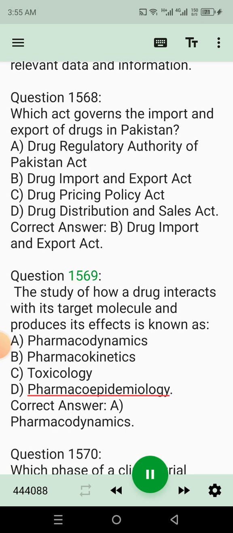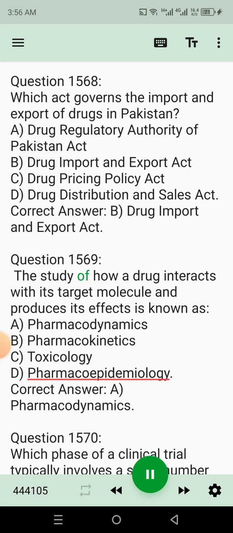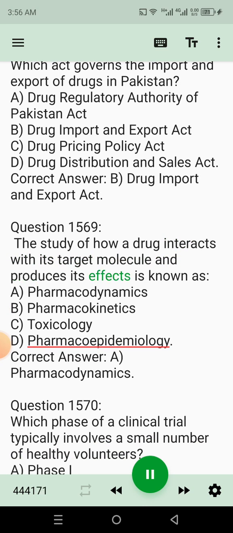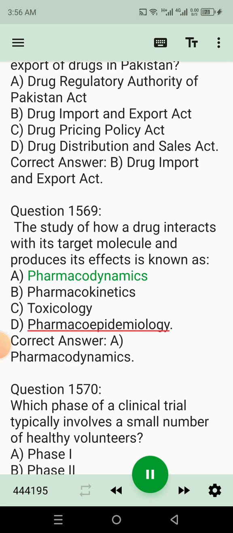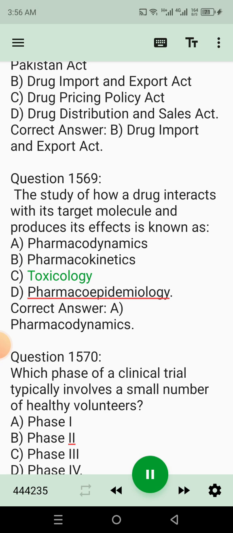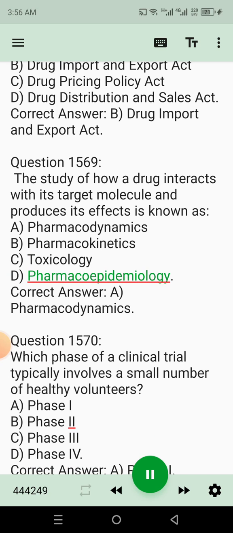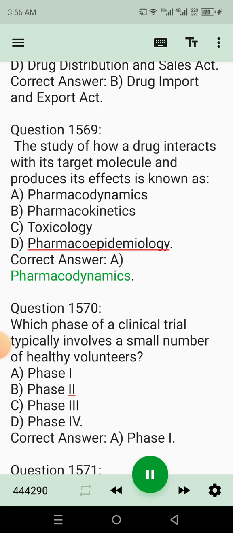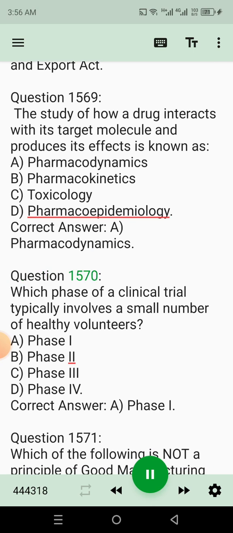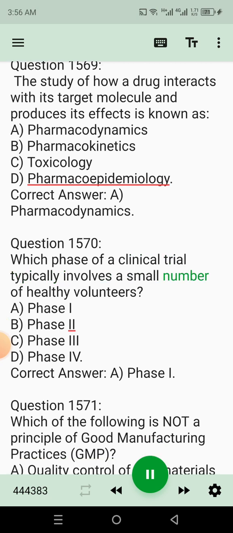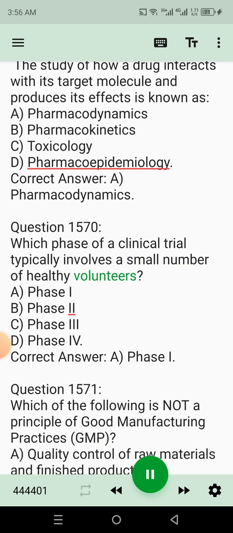Question 1569. The study of how a drug interacts with its target molecule and produces its effects is known as A. Pharmacodynamics. B. Pharmacokinetics. C. Toxicology. D. Pharmacoepidemiology. Correct answer. A. Pharmacodynamics.